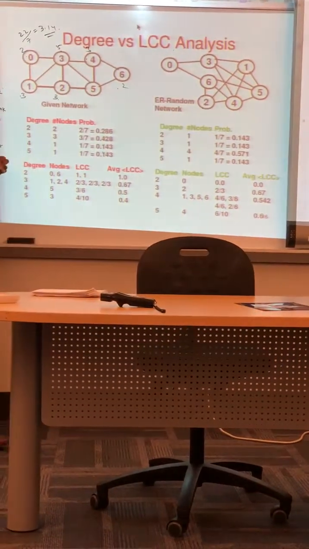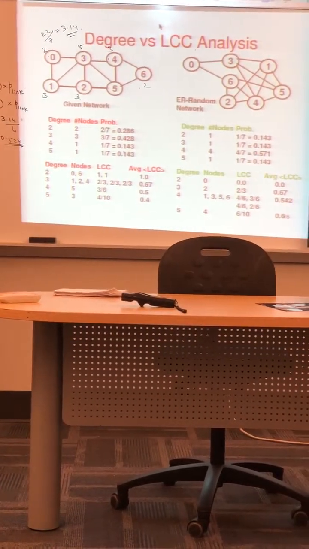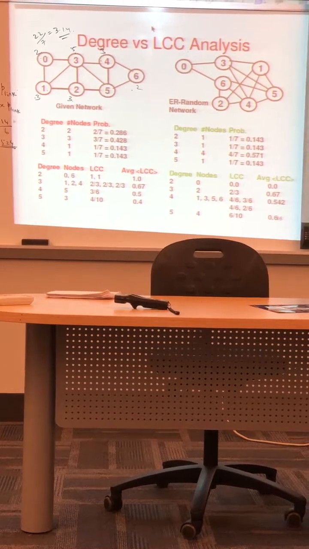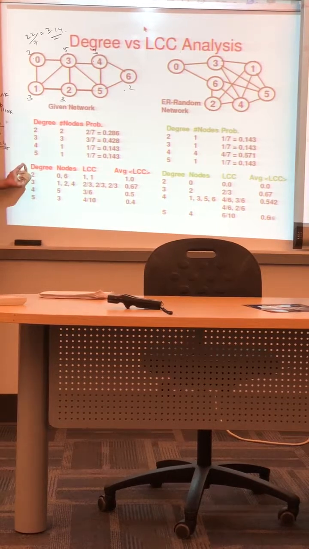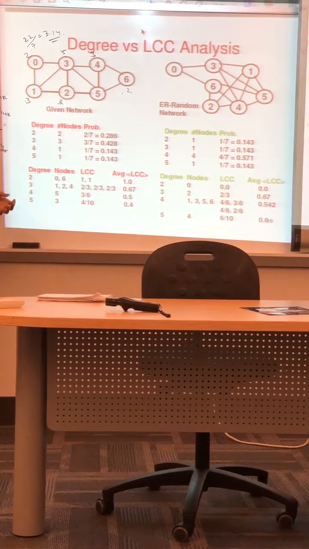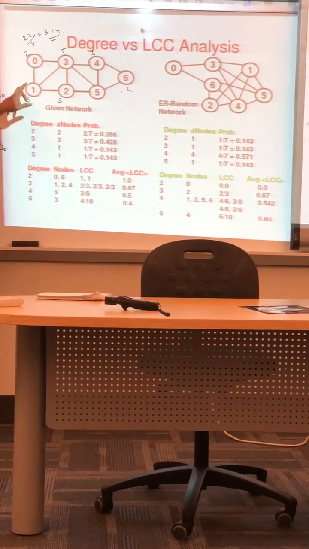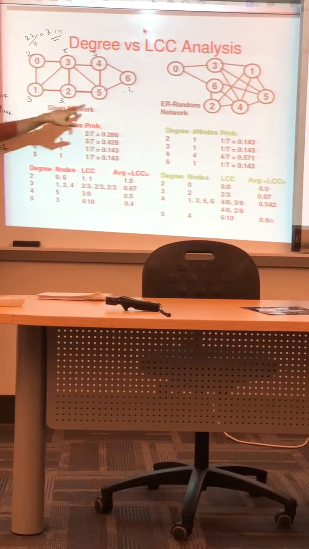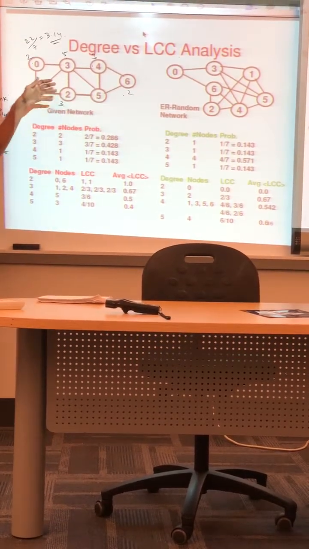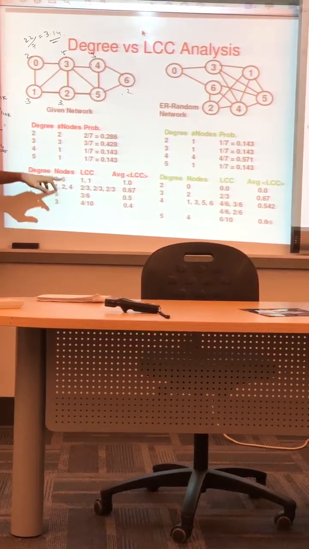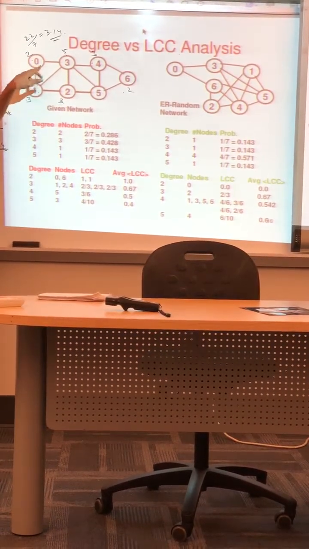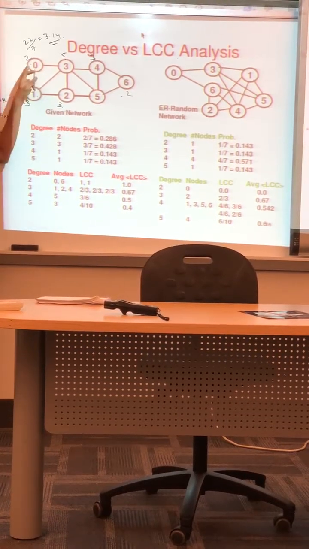So now what we're going to do is we're going to find the clustering coefficient or local clustering coefficient of every node. So when we do that, we also kind of separate things based on degree. So the nodes of the degree 2 are what? 0 and 6 in this graph. So find the clustering coefficient for each node. For node 0, what is the clustering coefficient of node 0?